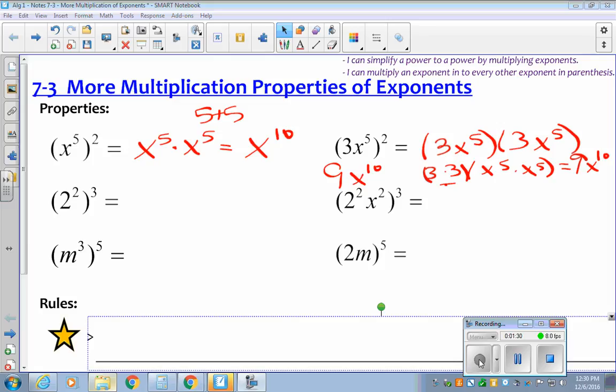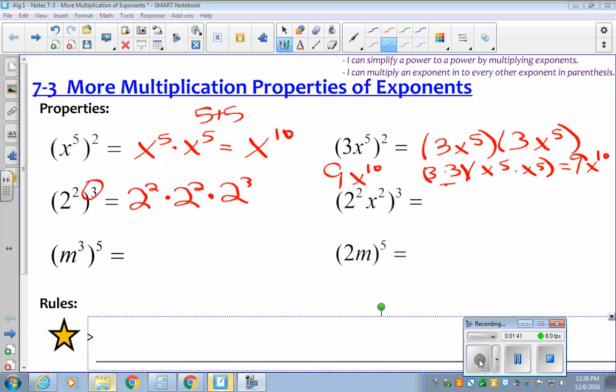All right, so we've got 2 squared, and we're going to multiply 3 of those together. That's 2 squared to the 3rd power. So it's 2 squared times 2 squared times 2 squared. I have 3 of them. So in this case, I'm adding 2 together 3 different times, which gives us 2 to the 6. We're going to look at it in these terms: 2 squared to the x squared 3 different times.